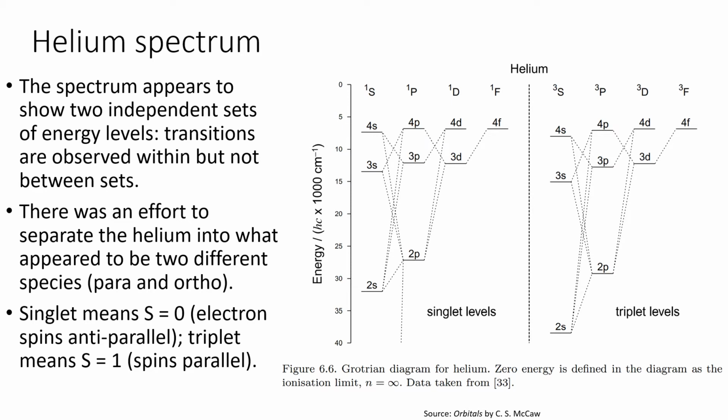You can see that in these pictures on the right-hand side there, we don't see the 1s level. That's because the 1s is a lot lower down, and it would muck up the scale if we had the 1s in there as well.